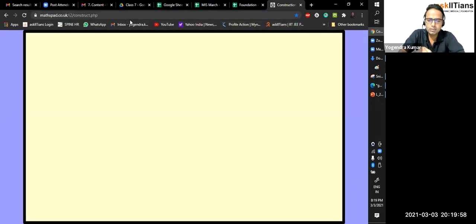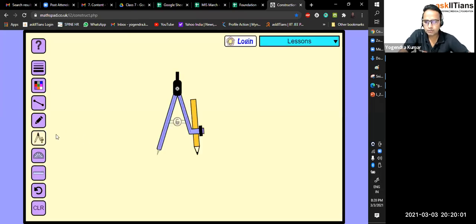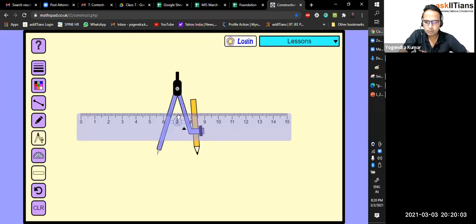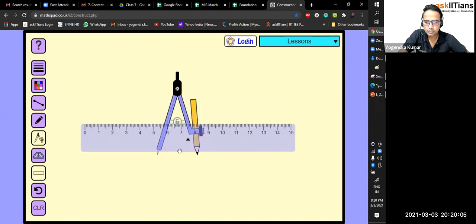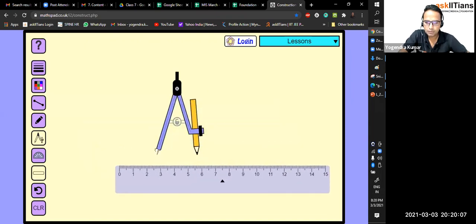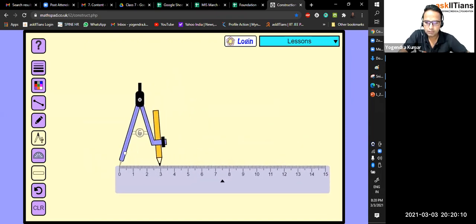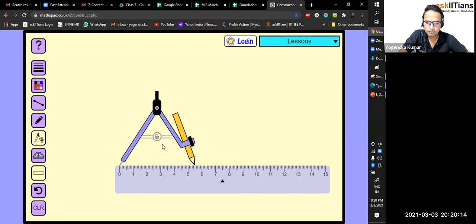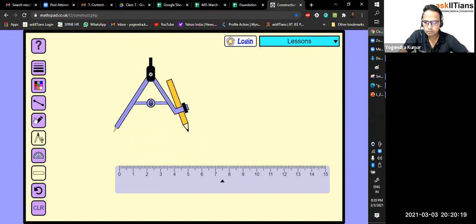You can use this tool and take its help. If you want to take the same measurements, you can draw a triangle of 5.5 centimeters. There is no problem here, we can draw it. We can make a 5.5 centimeter base. This is our 5.5 centimeters.